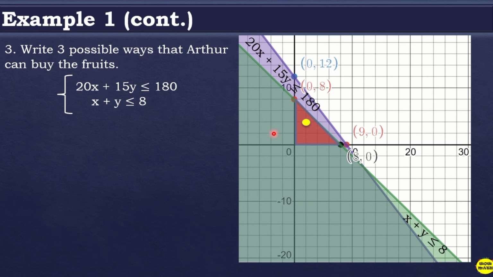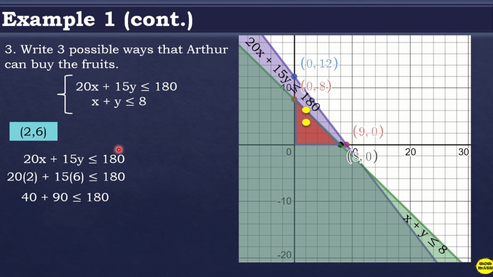Another. So, kuha pa tayo ng isa. So, ito ay 2 and then 6. Okay. So, ganun ulit. Substitute mo lang. And then, ito po yung lalabas na statement. So, 130 is less than 180. So, this is true. Sa second inequality natin, substitute mo ulit yung 2 at 6. So, lalabas dyan 8 is less than or equal to 8. So, this is again true. Okay, bakit? Kasi may equal naman. So, 8 is less than or equal to 8 and this is true. So, since dun tayo kumuha sa loob nga, so magtutrue talaga yan.